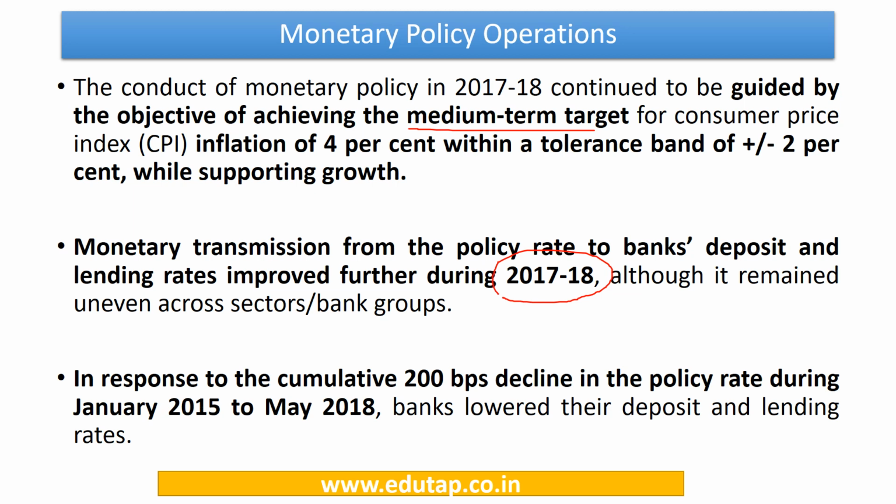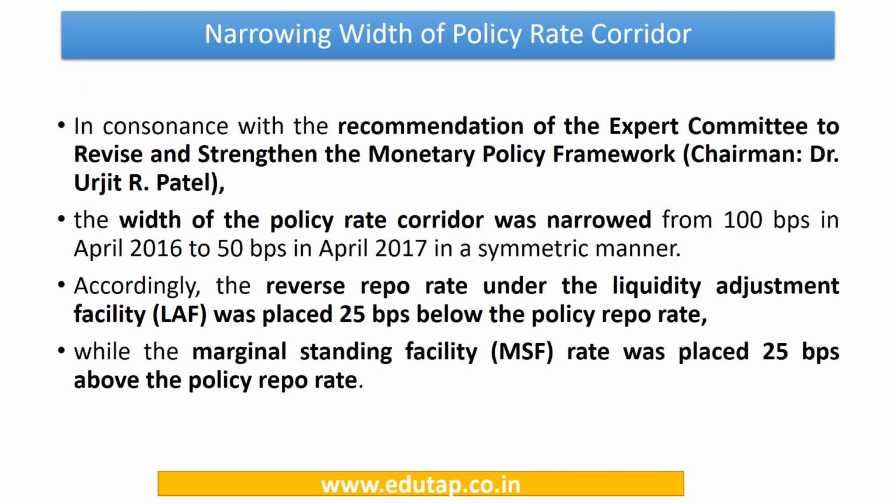And in response to the cumulative 200 basis points decline in the policy rate from 2015 to 18, banks have lowered their deposit and lending rates. So gradually the monetary transmission is happening in the economy. Now another important aspect talked about in this particular chapter is about the narrowing width of the policy rate corridor.